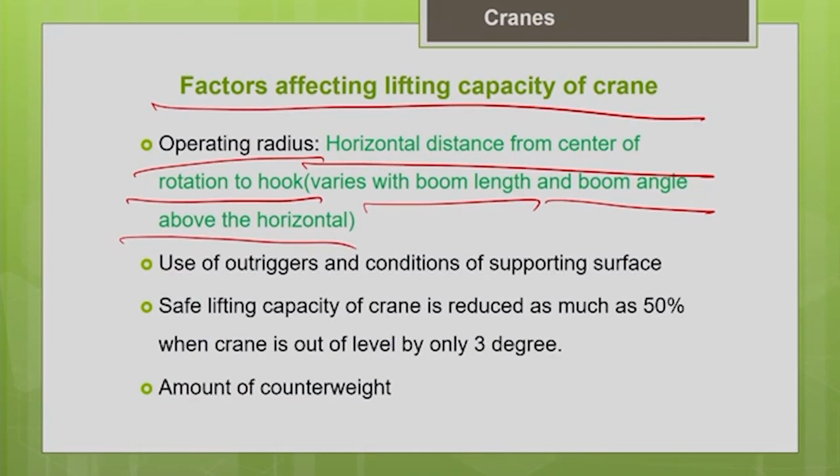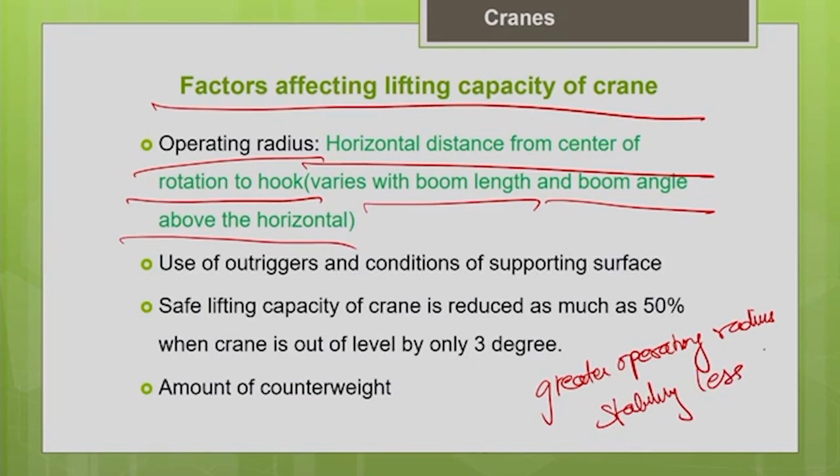So, as I told you earlier, and we have even seen the load radius diagram, okay, for the mobile cranes as well as for the tower cranes, at greater operating radius the stability of the crane is less. As the load line moves away from the center of the crane, the stability gets reduced, so the lifting capacity gets reduced. Okay, this you should always keep in mind. At greater operating radius, lifting capacity is less because the stability is less.